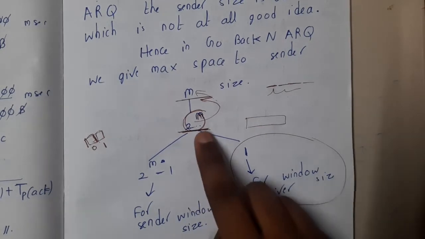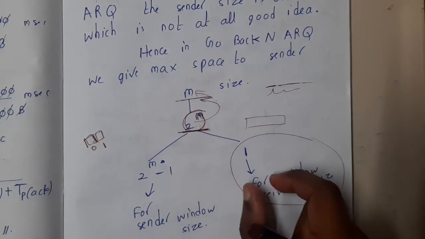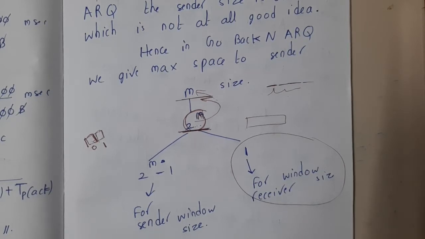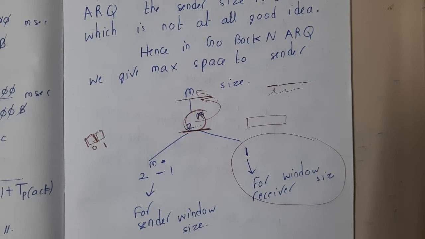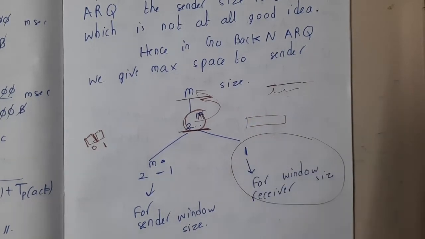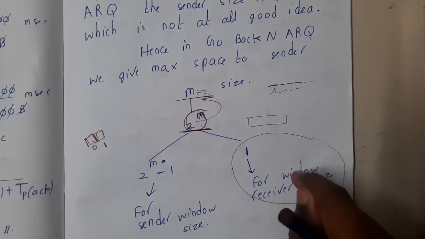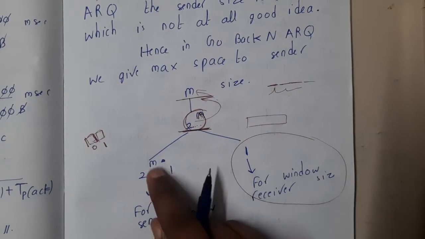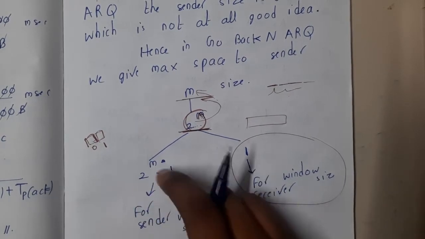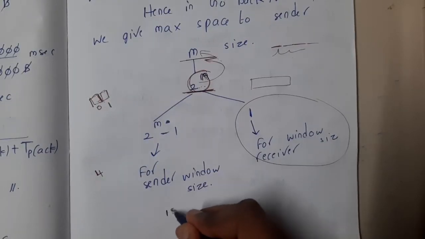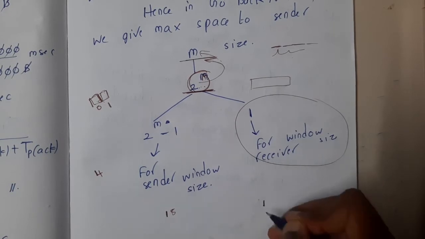Among those 2 power m, I will give one slot for the receiver. When the receiver receives our packet, it should store that packet somewhere, right? Or else it will be really tough for it. Once the receiver receives the packet, it will store it in its buffer. For that reason, I'm giving one as the window size for the receiver. We call it the window size in terminology. The sender window size will be 2 power m minus 1, right? So if the m value is 4, the sender can send 15 frames continuously, guys, and the receiver will receive them one after the other.